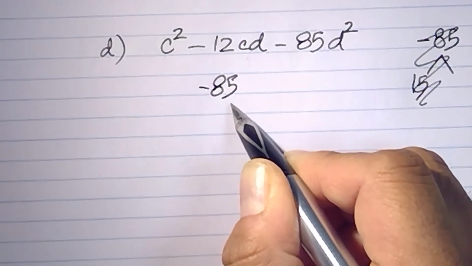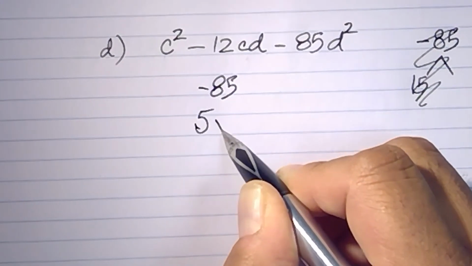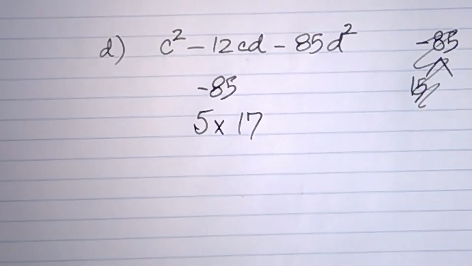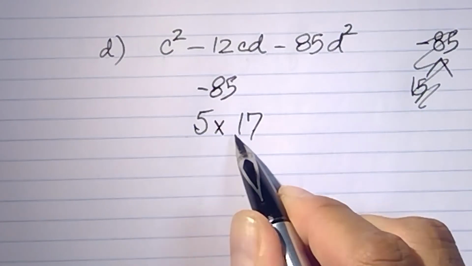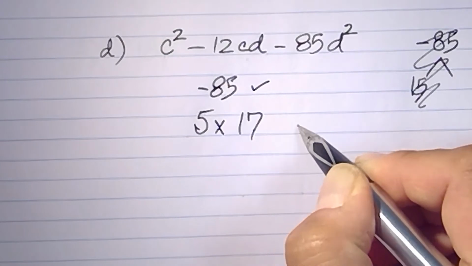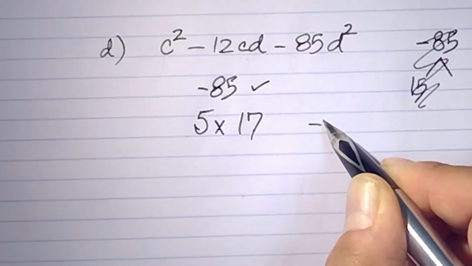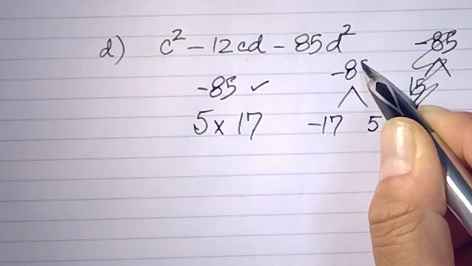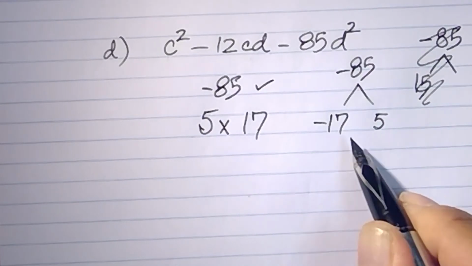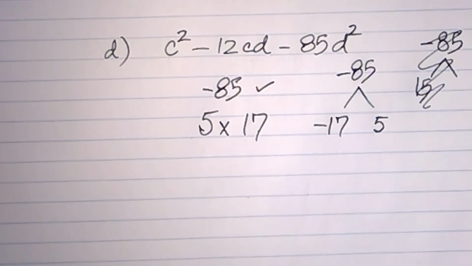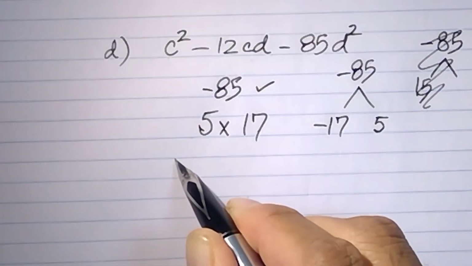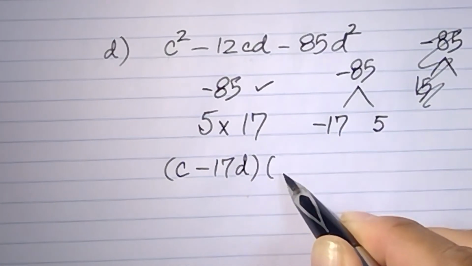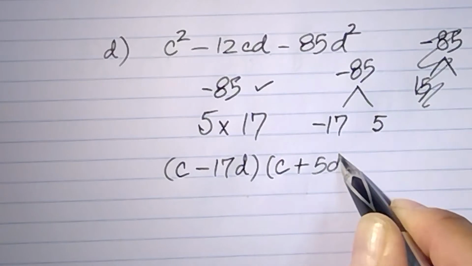You see 85, because it ends in 5, we know 5 divides into 85. 5 ones are, 5 sevens are. Now see how these are both prime numbers? That means there are no other factors. Those are the factors. So let's look at it. If I use negative 17 and I use positive 5, when they multiplied, I would get negative 85. And when they added, I would get negative 12. Right? There's your information. So, brackets, C minus 17D, C plus 5D.